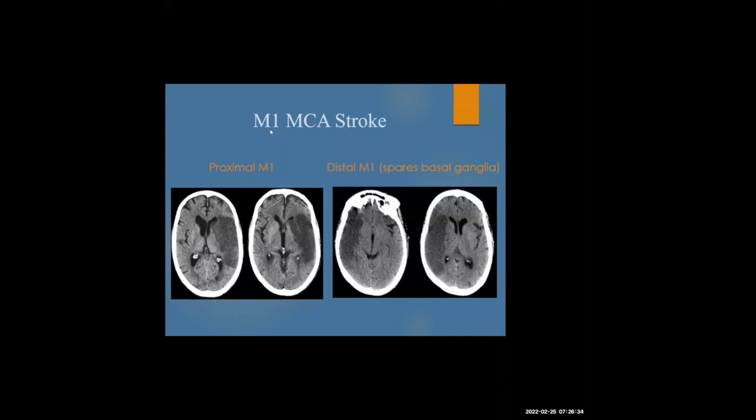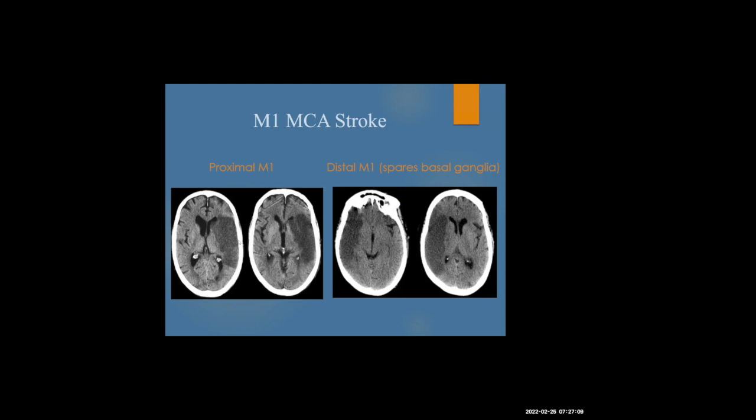So these are examples of M1 MCA strokes. It's important to know that if you have a stroke that occurs in the proximal M1, you're going to have characteristic involvement of the basal ganglia, just by the fact that you're going to occlude those lenticulostriate arteries. If you have an M1 stroke that is distal, it typically is going to spare the basal ganglia, since it's going to spare the majority of lenticulostriate vessels. So in this picture, you can see that the cytotoxic edema is involving the basal ganglia. And in this one, it's sparing the basal ganglia.